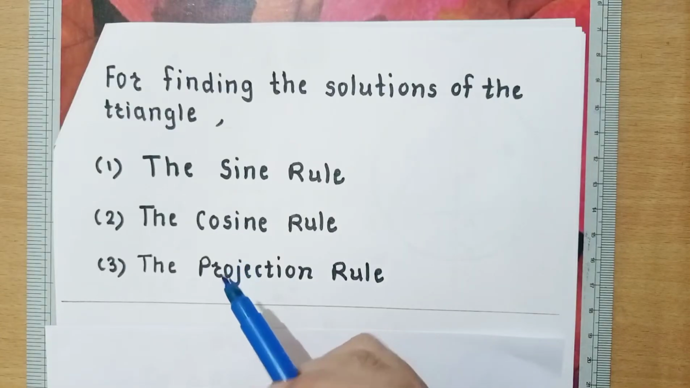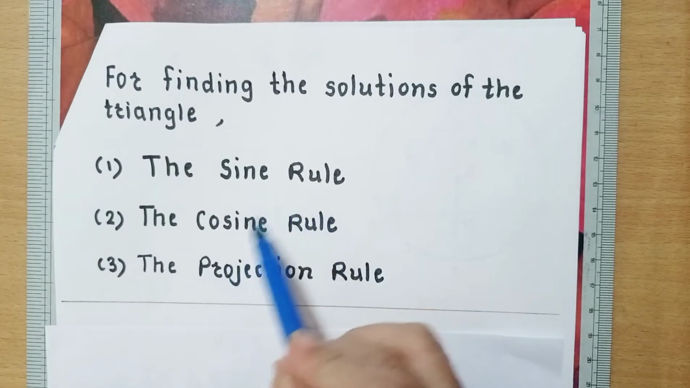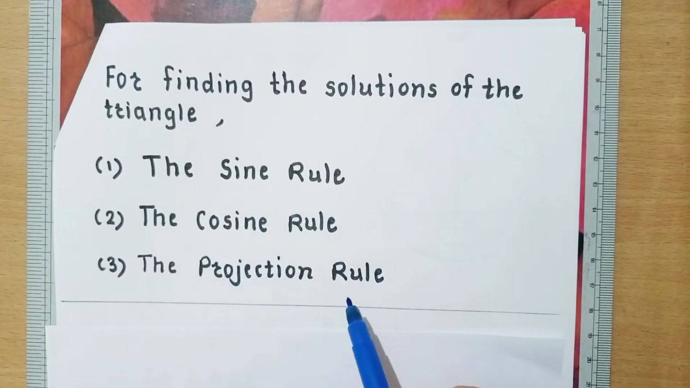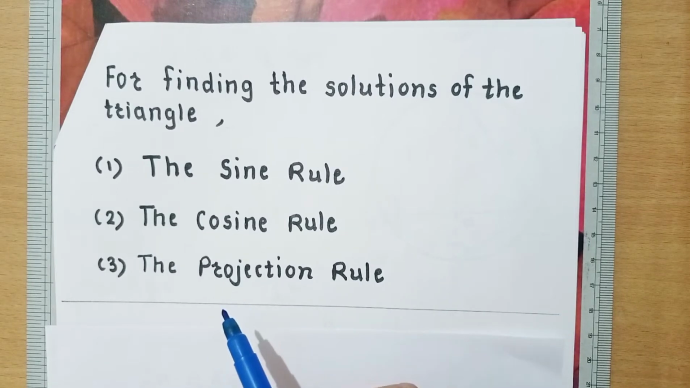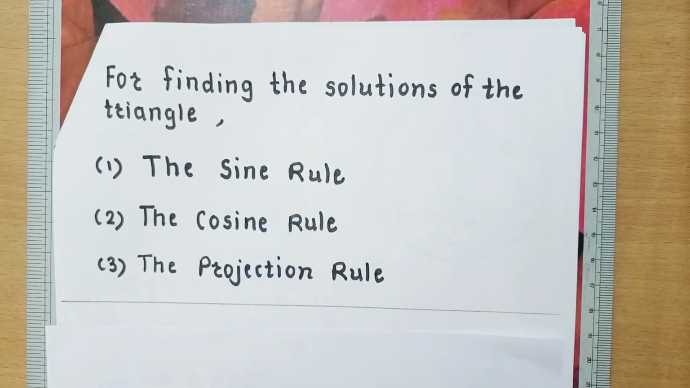Hello everyone. In the last lecture we have seen what is sine rule, cosine rule and projection rule, and also the proof of these three rules. Today we are going to solve examples based on these three rules. So first we will revise this.